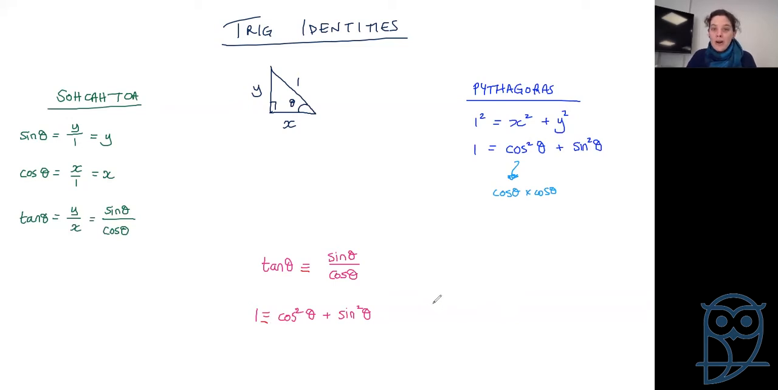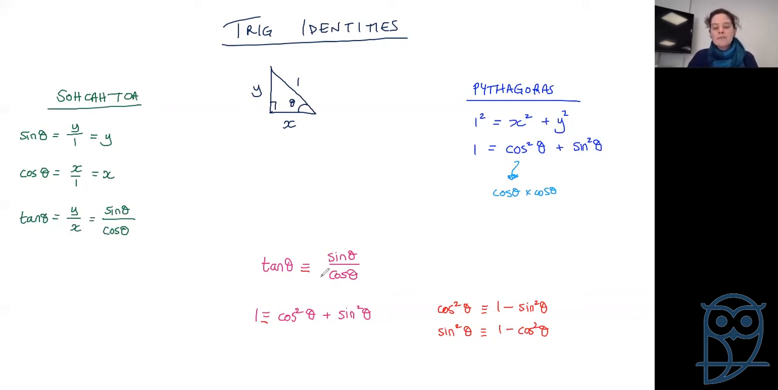This one, though, we often use in a rearrangement, because we can say that cos squared theta is the same as 1 minus sine squared theta, or we can say sine squared theta equals 1 minus cos squared theta. And these are identities, so again we would have our triple equals. We often rearrange this one so that we can either substitute for cos squared or substitute for sine squared.